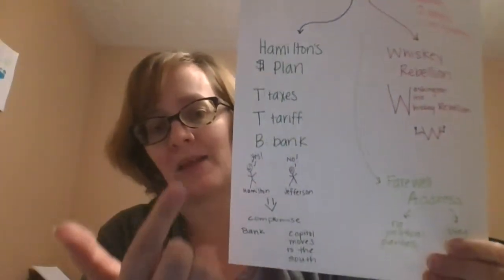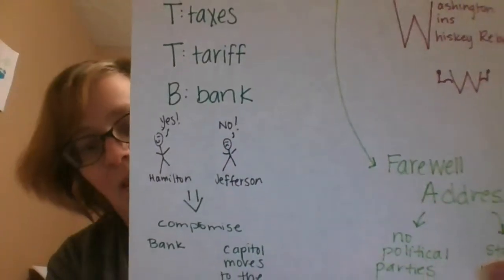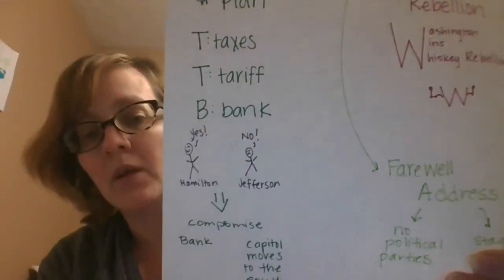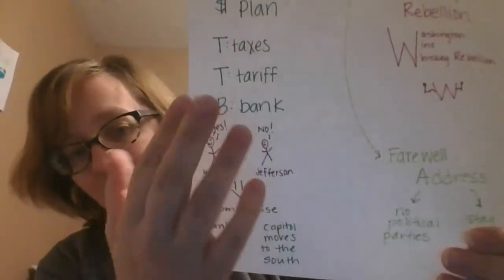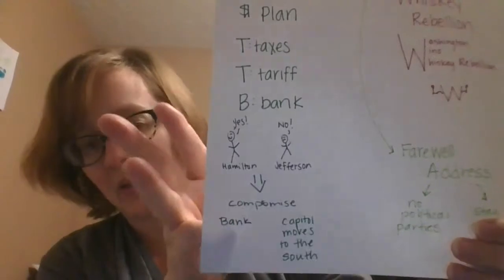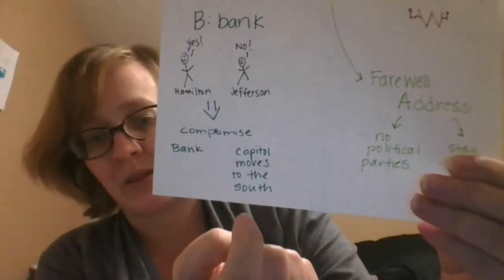So he has this plan, taxes, tariff, and bank. Hamilton says, yes, I want this plan. Jefferson says no, and he opposes him. They're fighting over this, and they eventually come to a compromise. Hamilton gets his taxes, his tariff, and his bank. And in return, the capital is going to move to the South.